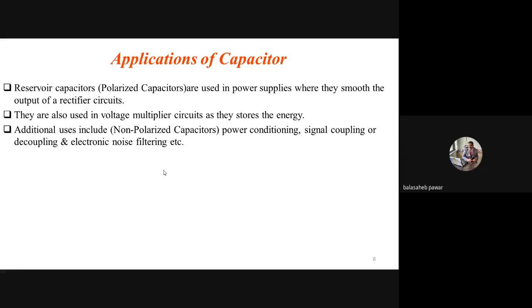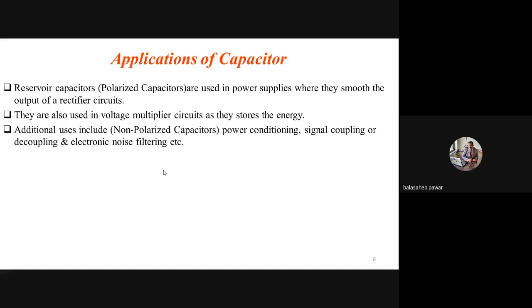in the power lines. So to remove such high frequency signals, mostly non-polarized capacitors are used in parallel to the supply line, so that the high frequency signal gets filtered out, that means it gets neutralized, and the obtained output is the pure 230 volt RMS signal.